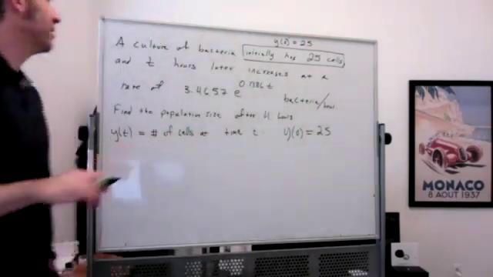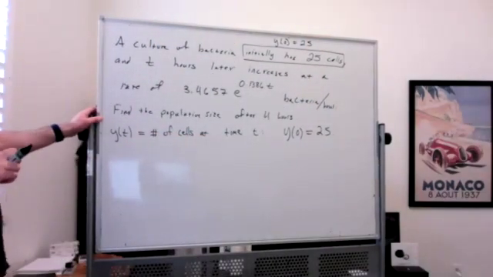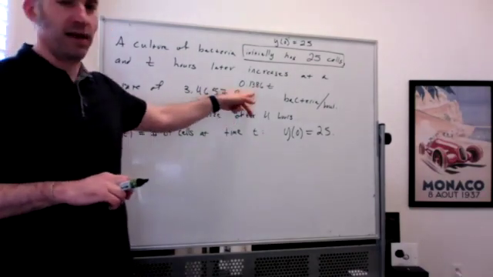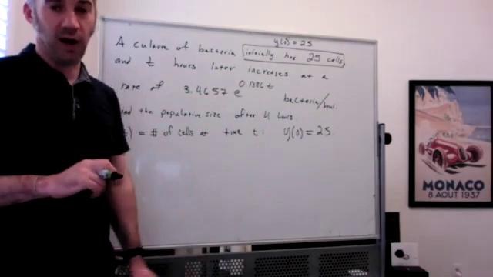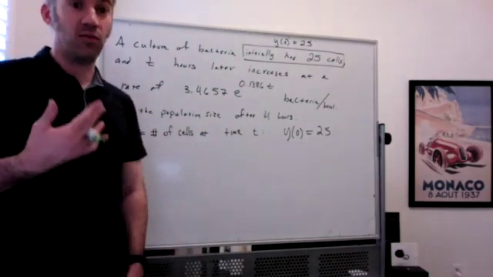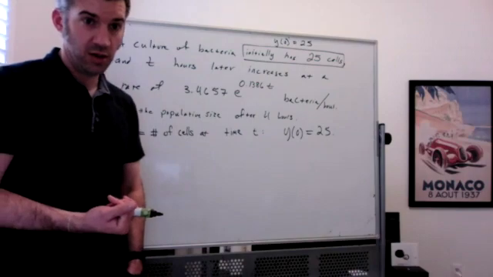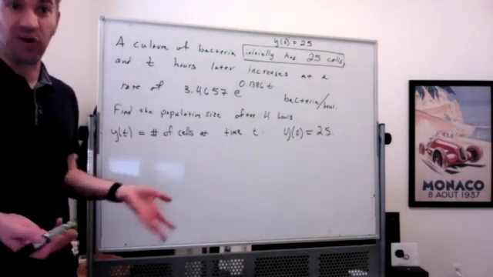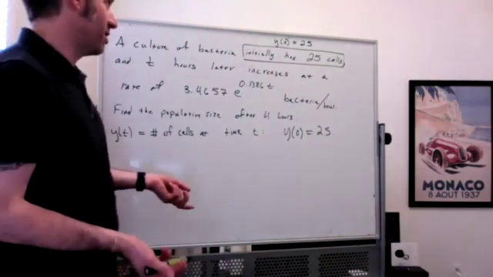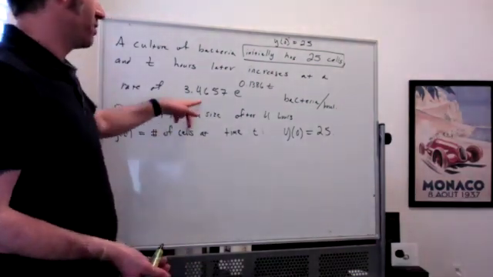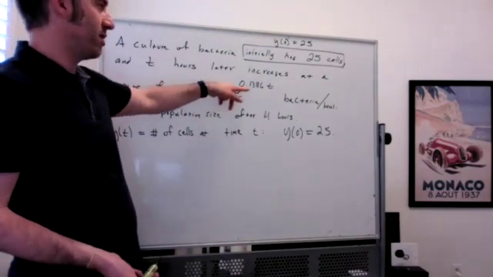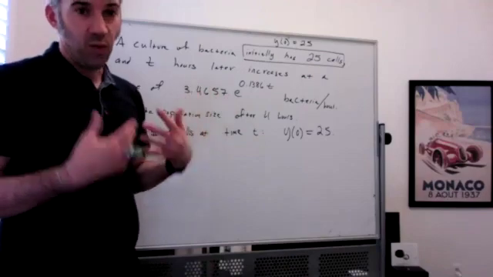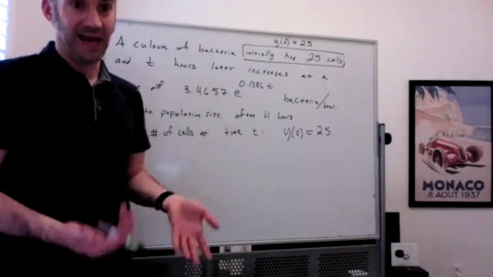And then they say that t hours later, it increases at a rate of terrible number times e to the whatever times t bacteria per hour. So they're telling us a rate of change, right? They're telling us that when the time is 1 hour, for example, the bacteria is increasing at 3.4657 times e to the 0.1386 bacteria per hour. What they want us to do with this information is to write down the differential equation.